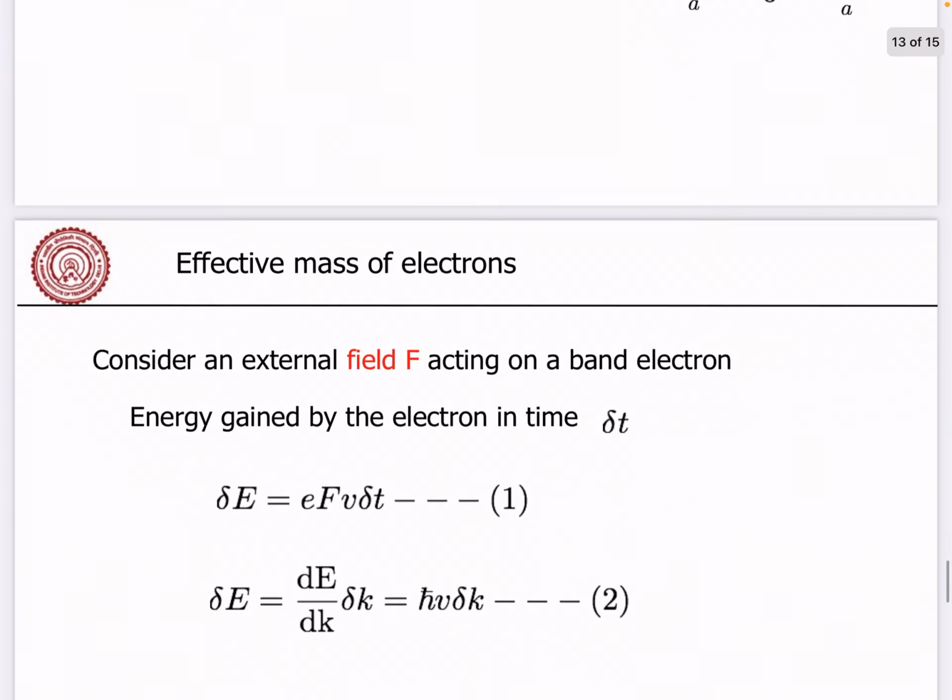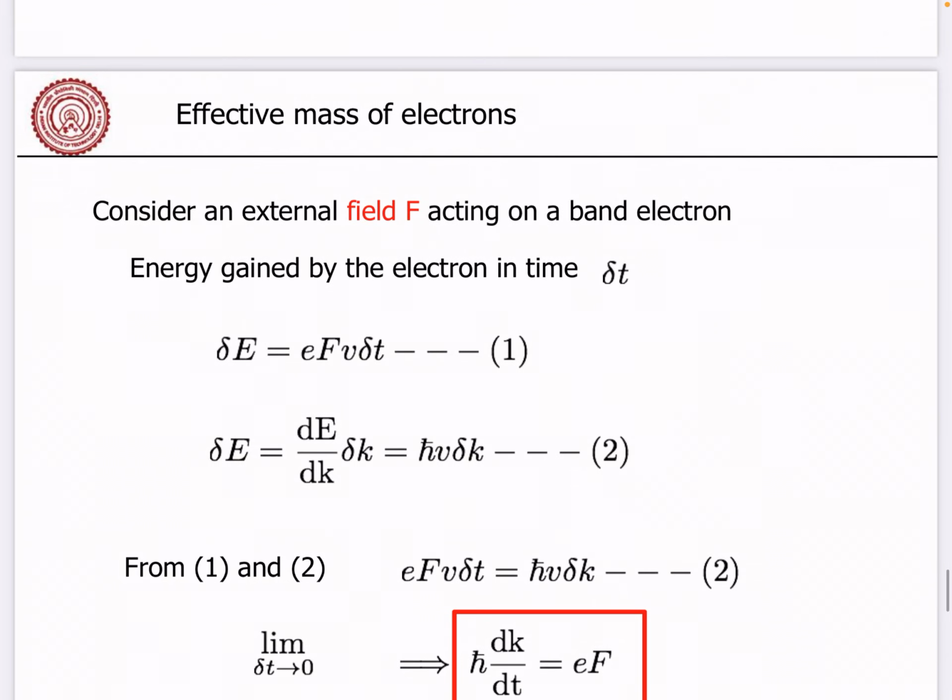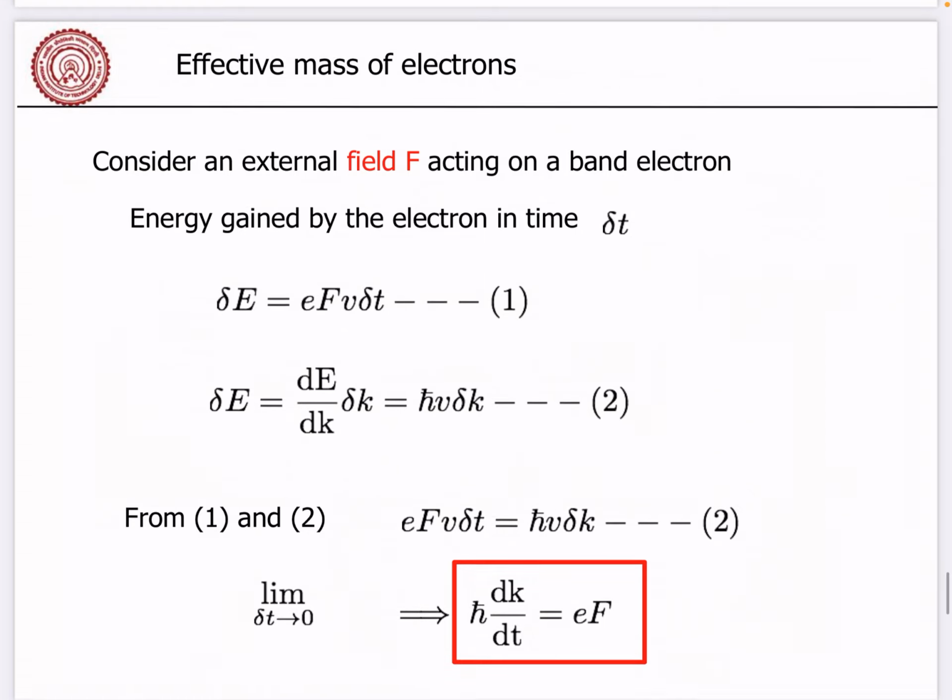Now let us consider, once you know the group velocity, which behaves in a particular way, because these are the band electrons, what you see is that there is an inflection point, and beyond the inflection point, even though the electron's energy increases, velocity still tends to decrease. That's an interesting point. Now what happens? Let us consider an external field acting on the band electron.